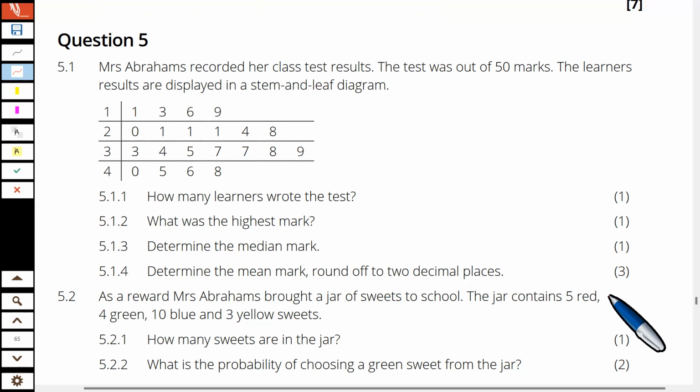Miss Abrahams recorded her class test results. The test was out of 50 marks. The learners' results are displayed in a stem and leaf diagram. How many learners wrote the test? Okay, let me give you 1 minute.